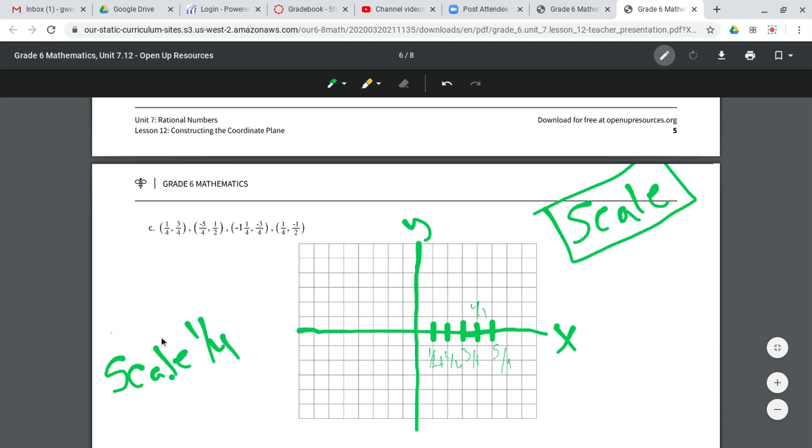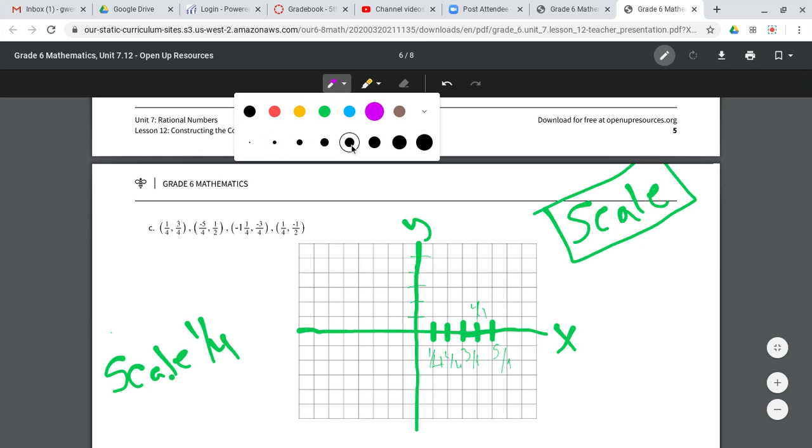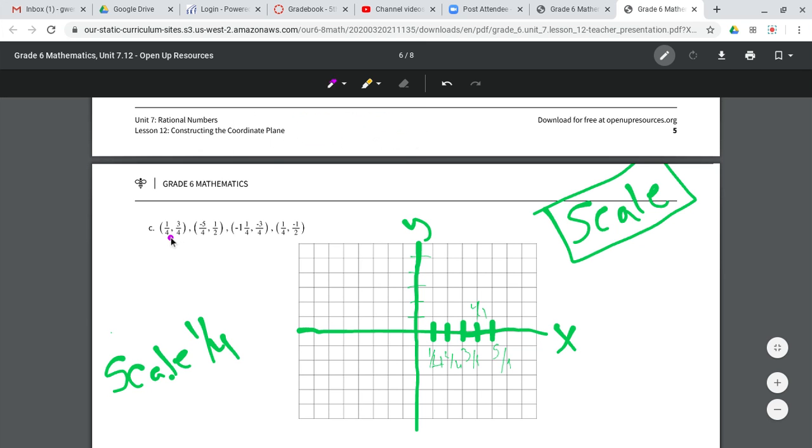So it's a little rough, but like I said, that's why I put this scale here. We're going up by 1/4. So every single one of our lines is going to be a new fourth. So there we've got 1/4, then we've got 2 fourths, then we've got 3 fourths, then 4 fourths, then 5 fourths.